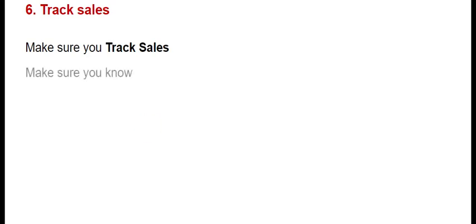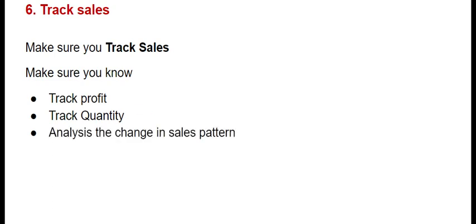Number 6, track sales. Tracking sales is a very important part. Why is that? We have to know what part costs what price and how much profit we have for each part. So make sure you track the profit, make sure you track the quantity. It is also important to know how many parts we are selling every month. There must be some seasonal items. For example, some products are going well in winter while others are going well in summer. So you have to analyze the change pattern and stock your inventory accordingly.